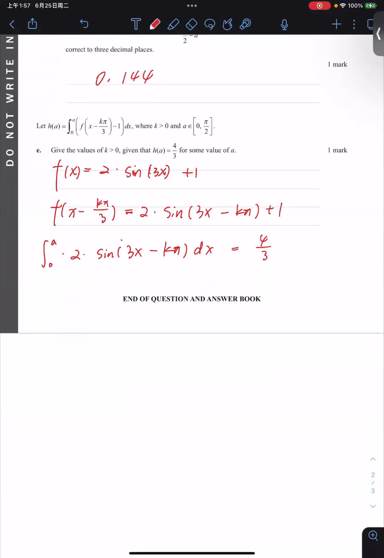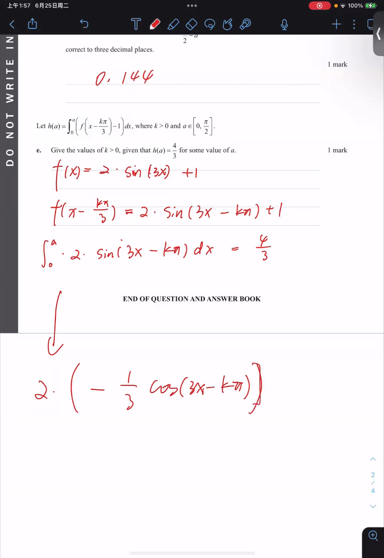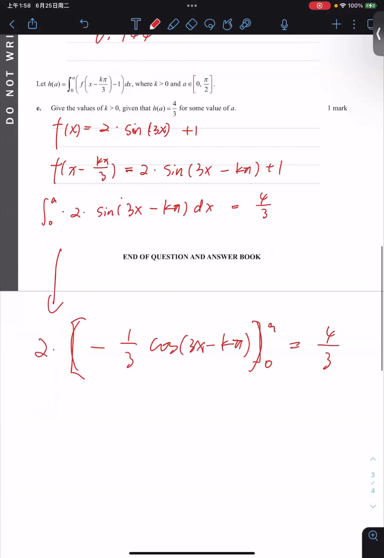Now, on the left side, the antiderivative is 2 times negative 1/3 cosine, because for the sine, the antidifferentiation is negative cosine, right? (3x minus k pi). The 1/3 comes from the chain rule, from 0 to a, and equal to 4/3. So as the negative 1/3 is the coefficient, you can move it to the outside and cancel with the other values.